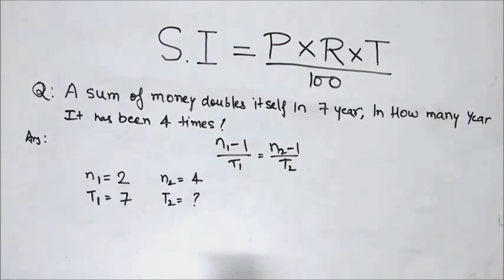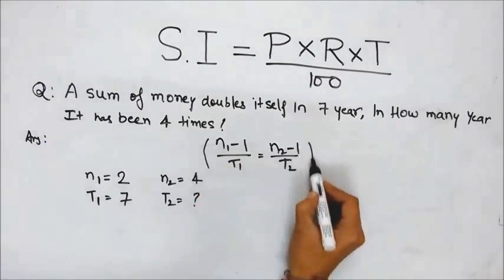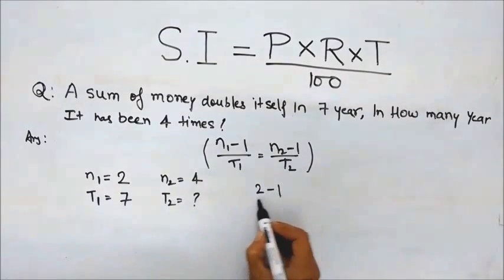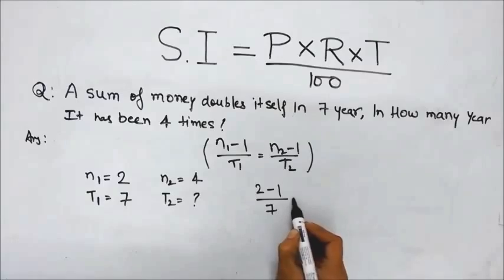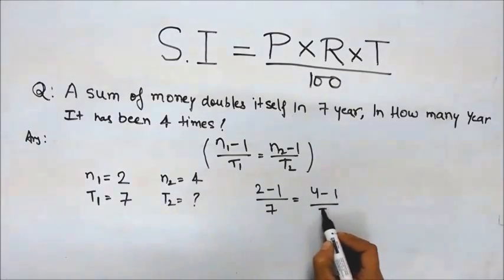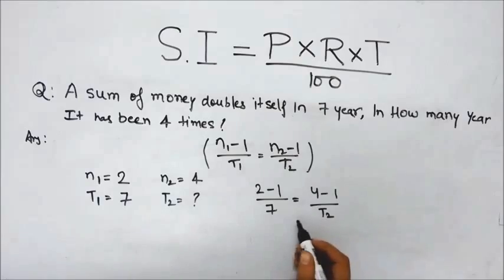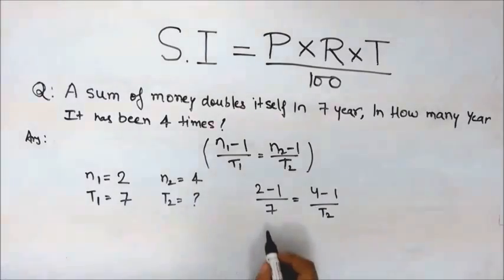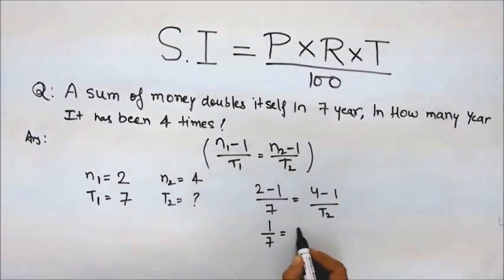Now put the values in this short trick formula. Then we have 2 minus 1 upon 7 is equal to 4 minus 1 upon t2. From here we get 1 upon 7 is equal to 3 upon t2.